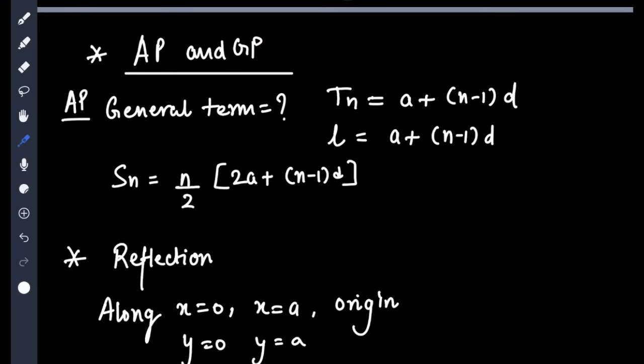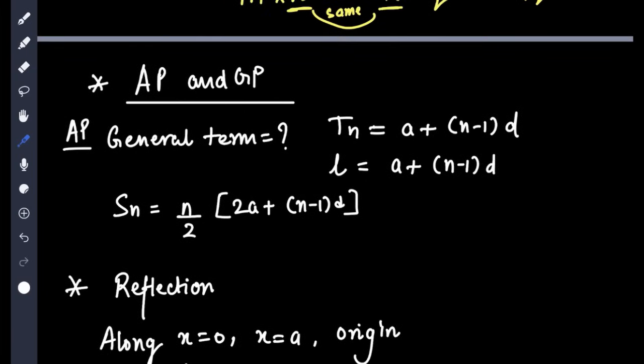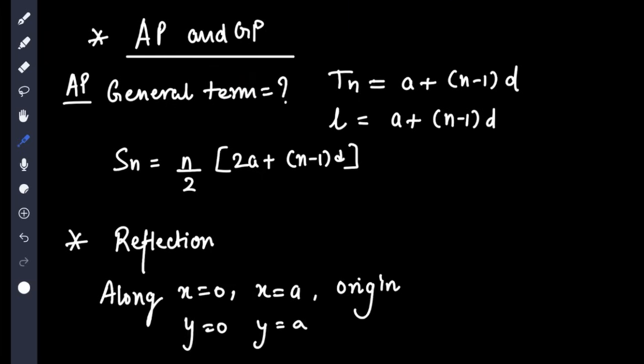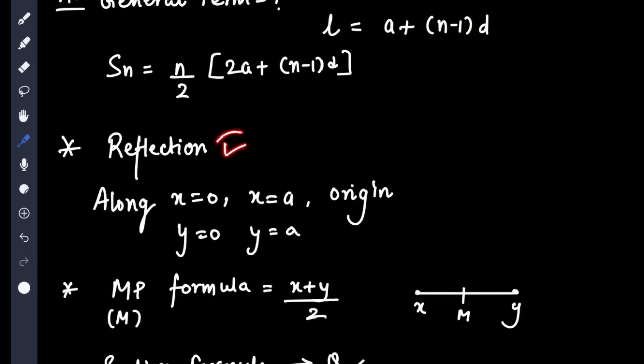Right? All formulas. They may ask you the addition of three terms. Whenever they ask you three terms, that can be x minus a, x, and x plus a. This is how you will do. Then reflection along x equals to 0, x equal to a, y equals to 0, y equal to a, and reflection through origin.